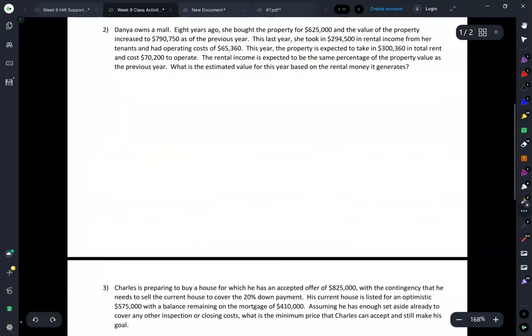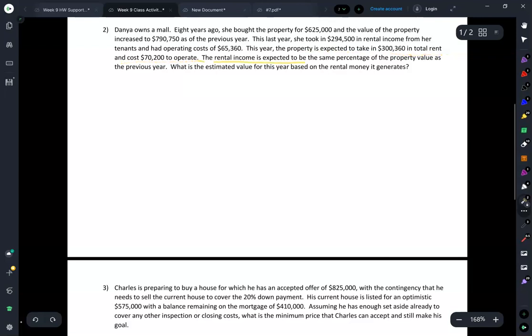So for number 2, we have Danya owns a mall. 8 years ago, she bought the property for $625,000, and the value of the property increased to $790,750 as of the previous year. Last year, she took in $294,500 in rental income from her tenants and had operating costs of $65,360. This year, the property is expected to take in $300,360 in total rent and cost $70,200 to operate.